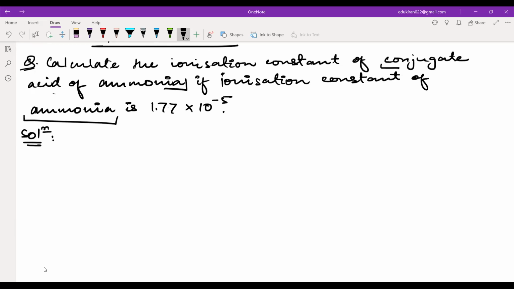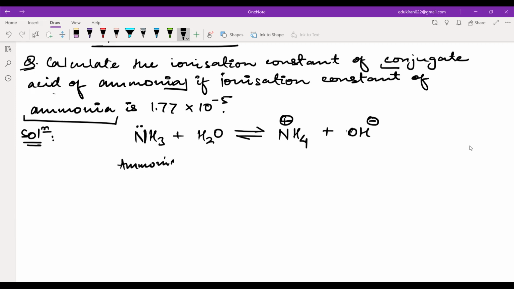First of all, you have to write the reaction of ammonia with water. So NH3 plus H2O is going to give me NH4 positive because it has a lone pair. It will donate the lone pair and abstract the H plus ion. So NH4 positive plus OH negative, right? It is giving me OH negative here. Now this is ammonia, and this is the conjugate acid of ammonia because ammonia is acting here as a base, and hence NH4 positive will be the conjugate acid of ammonia. It is asking what is the ionization constant.